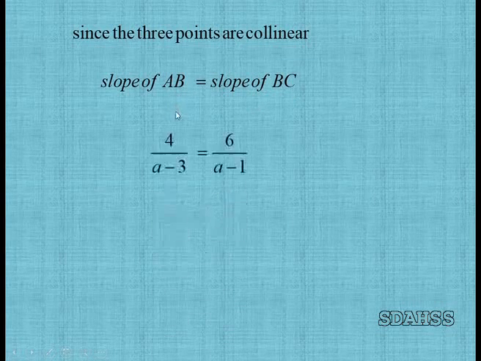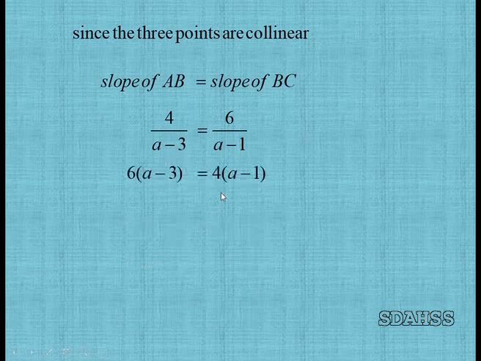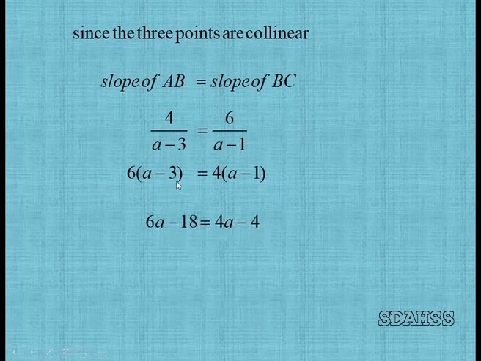Slope of AB is 4 divided by a minus 3. Slope of BC is 6 divided by a minus 1. Cross multiply. Then 4 into a minus 1 is equal to 6 into a minus 3. Multiply the 6 inside the bracket. So you have 6 into a, 6a, minus 6 into 3 is 18 is equal to 4 into a, 4a, minus 4 into 1, 4.